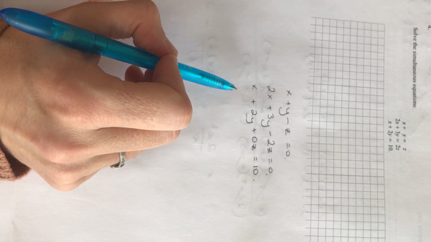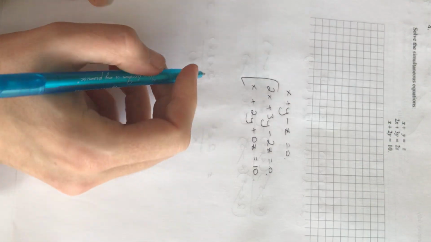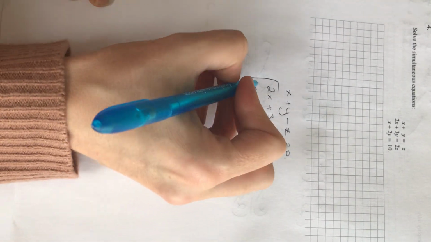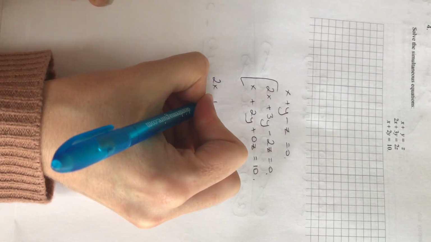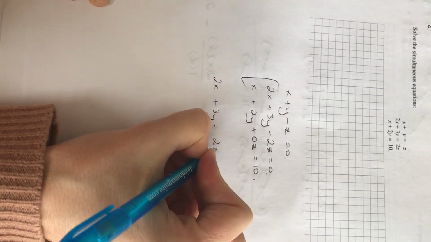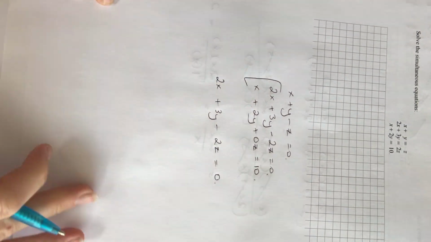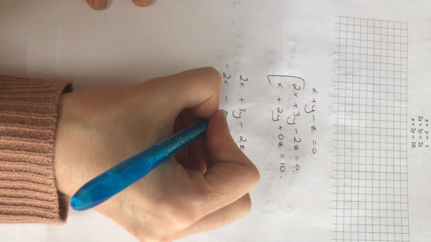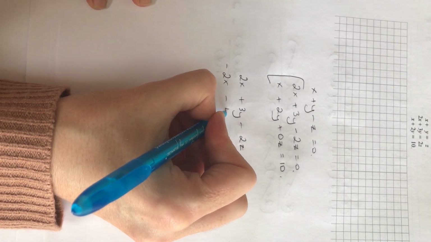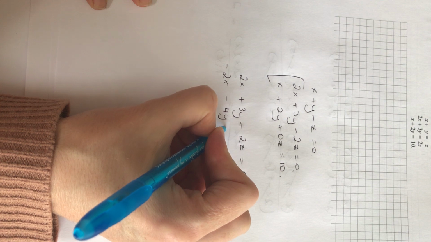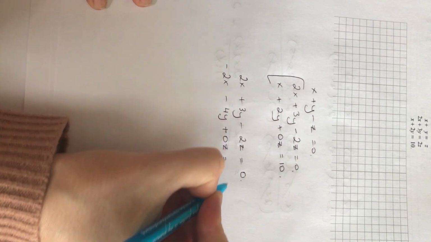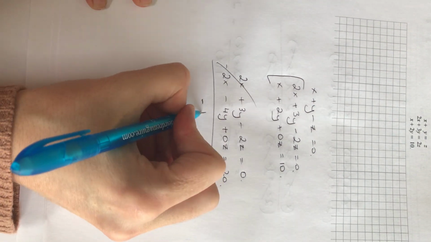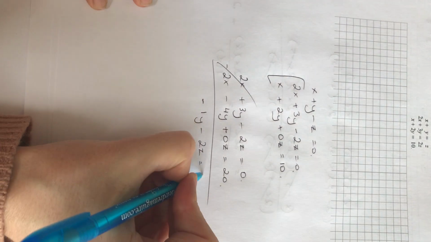I guess let's take these two equations. It doesn't matter, whatever way you want to do it. I'm going to multiply this by a minus 2, and I'll leave this one as it is. So 2x plus 3y minus 2z equals 0. And minus 2x minus 4y plus 0z equals 20. That leaves me with minus 1y minus 2z equals 20.